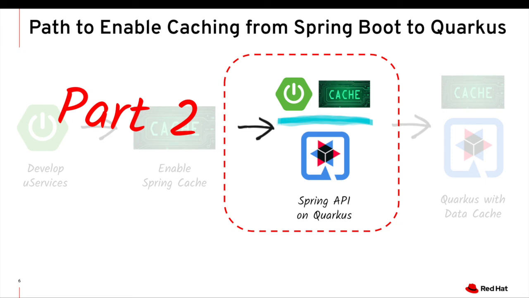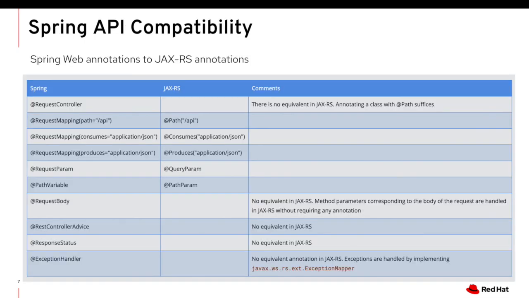So in this video, we learned how to migrate an existing Spring Boot application and enable the cache API on top of Quarkus. But just one thing you should know is that Quarkus doesn't provide all Spring API compatibility. Also, there are some restrictions even when you use Spring API compatibility. For example, here is a Spring web application to JAX-RS annotation. So some annotations can be changed based on JAX-RS, but some annotations cannot.